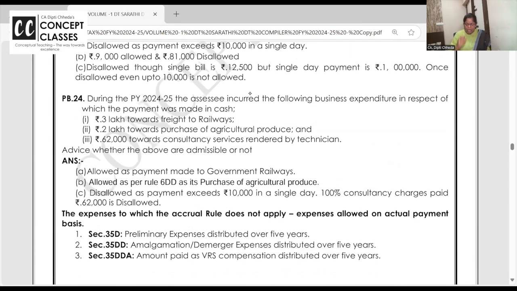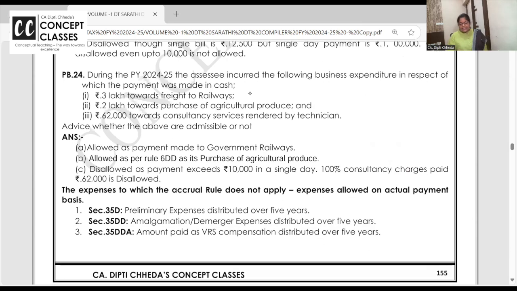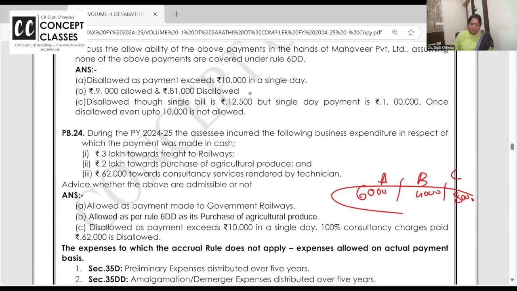Okay, now, single day, single person. Can I pay 6,000 payment to A party today only? B 4,000, C 8,000. Total exceeds, but it is fine. But to A, morning 6,000, evening 8,000, not allowed. In a single day to a single person, business related payment, not allowed.